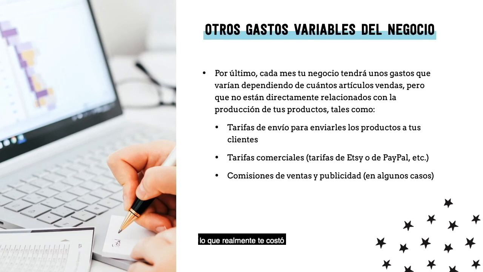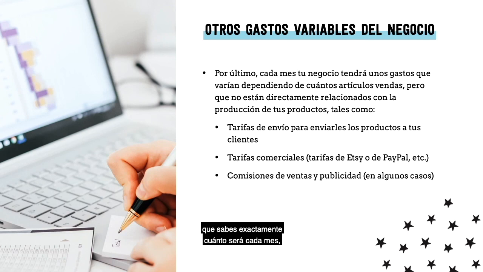Independently of what it costs you to actually create the product that you sold, which is what we just calculated with the cost of goods sold, each month you will have business expenses that will vary depending on how many items you sell, but that aren't directly related to the actual creation, the actual production of your products. These are things like shipping fees to send the products from you to your customers, merchant fees like Etsy fees, PayPal fees, Stripe fees, and advertising and sales commissions, because those commissions are based on how many products are actually being sold.